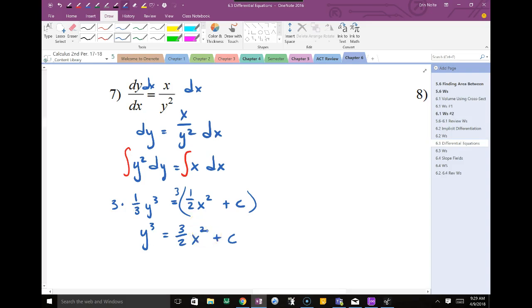Okay, now what do I do to get rid of the cube? Good. That is the answer.